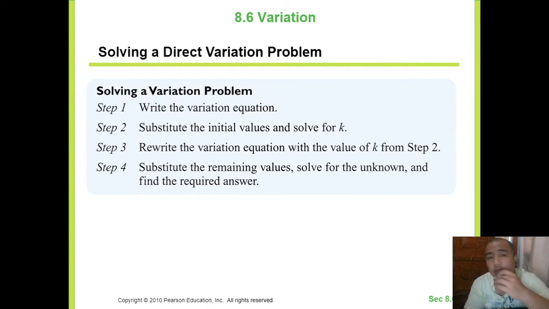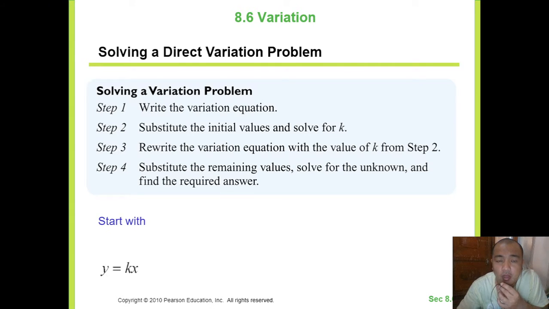There are steps in solving a variation problem. Step 1, write the variation equation. Step 2, substitute the initial values and solve for k. Step 3, rewrite the variation equation with the value of k from step 2. In step 4, substitute the remaining values, solve for the unknown, and find the required answer.